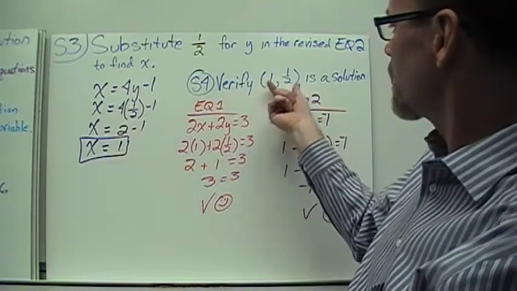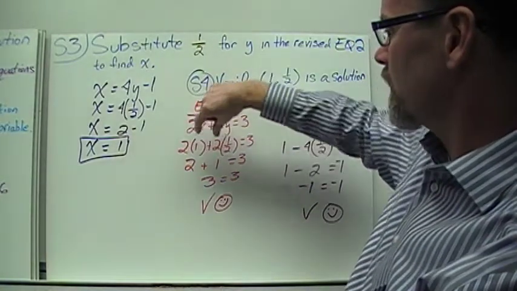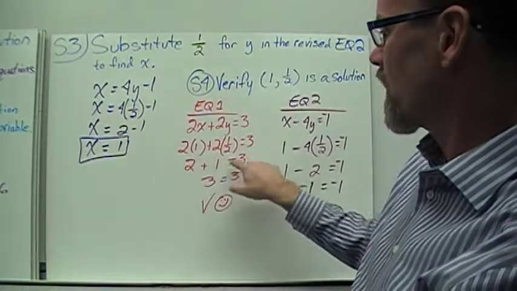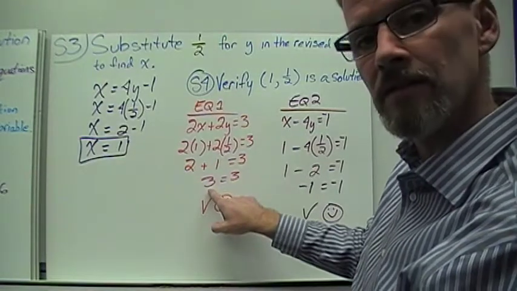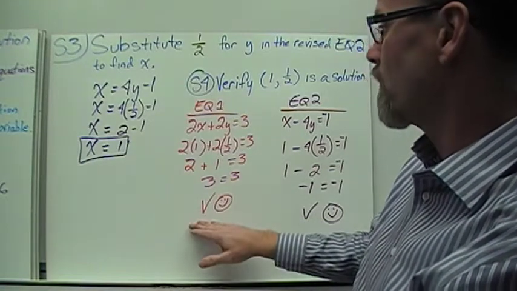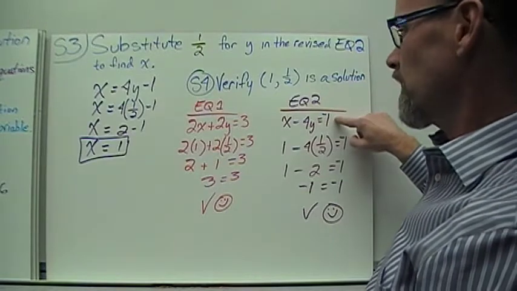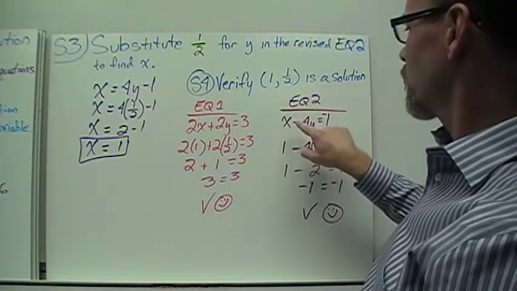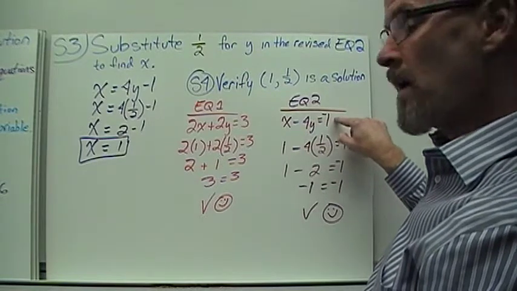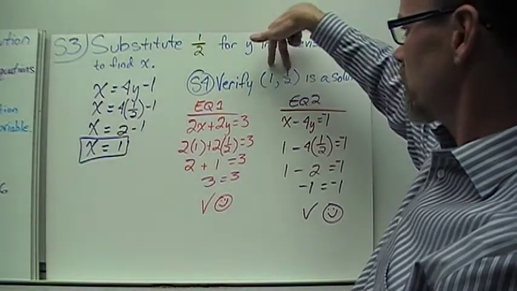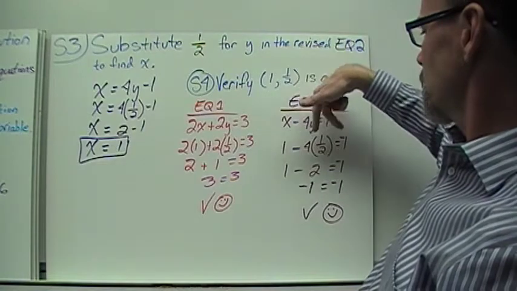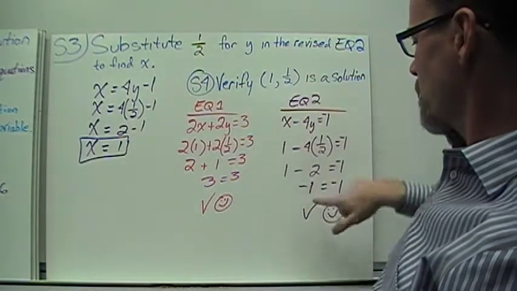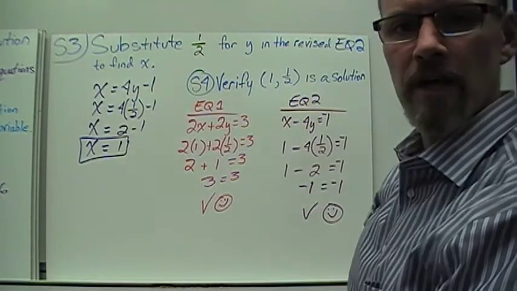Equation 1, I take these and substitute them in there. And if I do the work correctly, I will find out that yes, in fact, that checks out. Equation number 2, this was the original equation: x minus 4y equals -1. I take my solution, x and y, plug them in, work them out, and -1 will equal -1 through there.